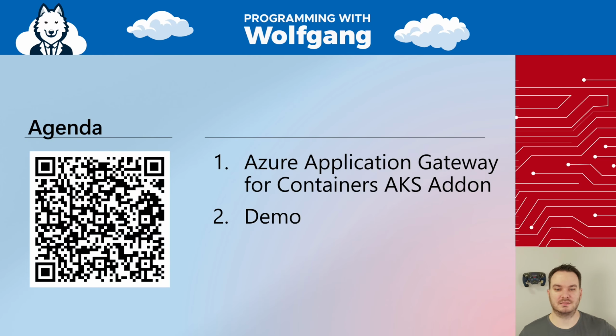So the plan for today is, first, I'm going to give you a quick introduction what the application gateway for containers AKS add-on is, and also what the requirements are to use it. And then, as always, I show you a demo how we can implement it. The reason why I want to show it to you is it makes setting up the application gateway for containers so much easier and faster, and it's a great way to get started.